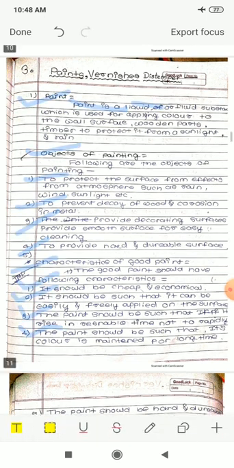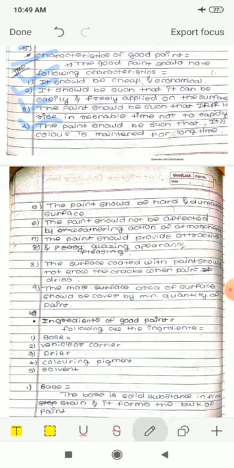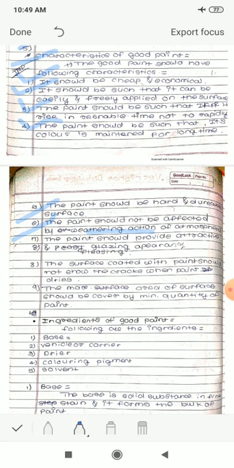Next one, the paint should provide the hard and durable surface. If you apply the paint on the wall surface, it should not be affected by the weathering actions such as rain, sunlight and wind. It should protect the surface from the wind, rain and sunlight.